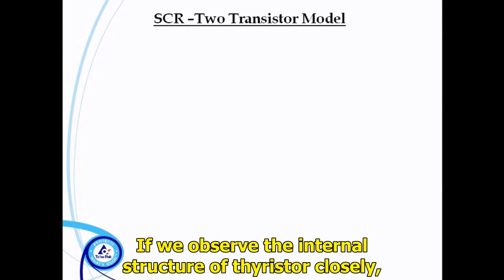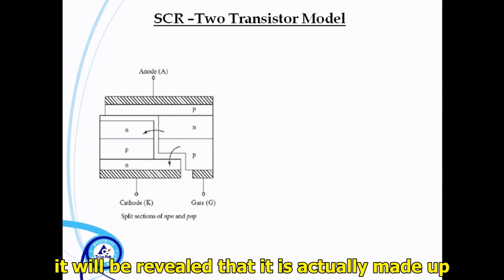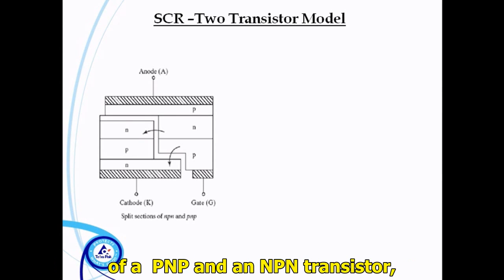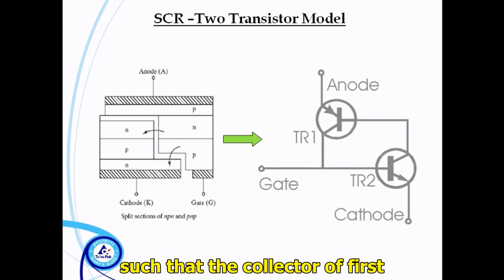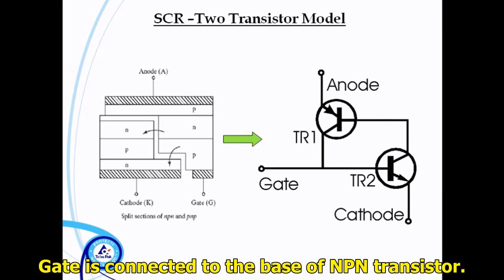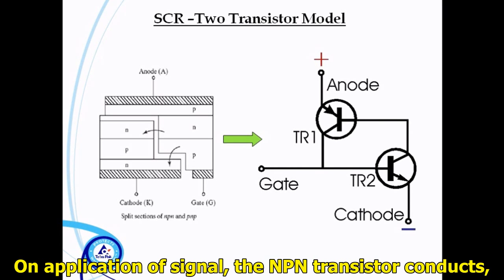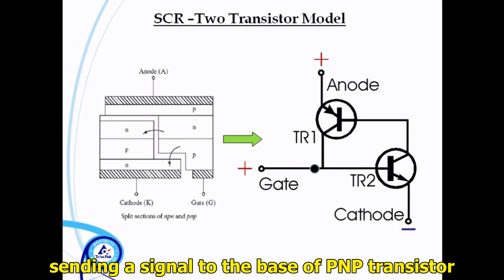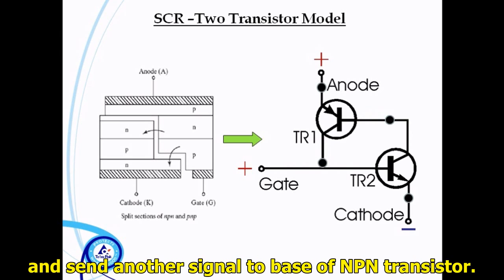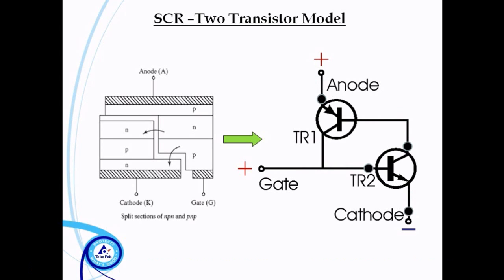If we observe the internal structure of thyristor closely, it will be revealed that it is actually made up of a PNP and an NPN transistor, such that the collector of first is connected to the base of second. Gate is connected to the base of NPN transistor. On application of signal, the NPN transistor conducts, sending a signal to the base of PNP transistor, which in turn conducts and sends another signal to base of NPN transistor. Hence, the process continues.